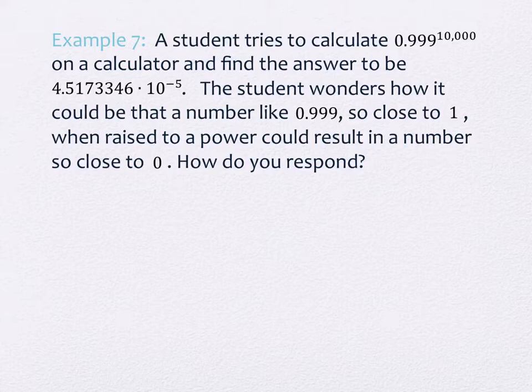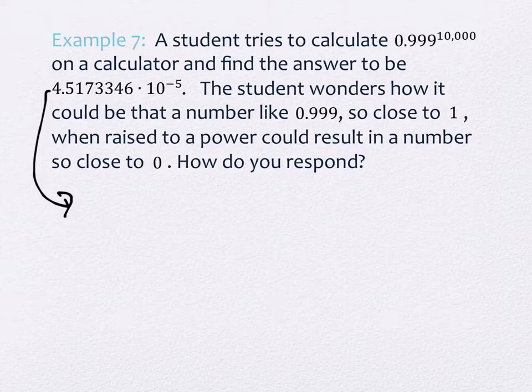Okay, so this is a section C kind of problem, the connection section, and it says the following. A student tries to calculate 0.999 to the 10,000 on a calculator and finds the answer to be 4.5173346 times 10 to the negative fifth. Okay, so that's a very small number. We just talked about scientific notation. If we were to put this in scientific form, we'd move the decimal point 5 places to make the number very small.